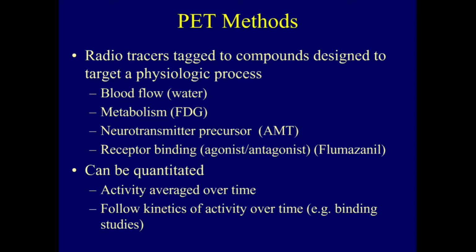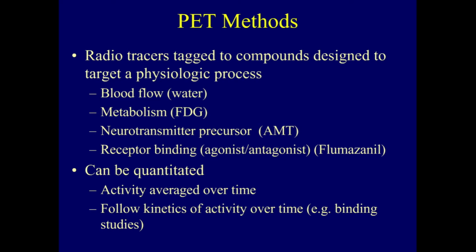There are also PET methods. This is positron emission tomography. These are radiotracers that are tagged to compounds designed to target a physiologic process. This can be blood flow, looking at water, or metabolism using fluorodeoxyglucose. One can look at a neurotransmitter precursor, such as alpha-methyltryptophan, or one can look at receptor binding, either an agonist or antagonist, such as flumazenil or FCWAY.